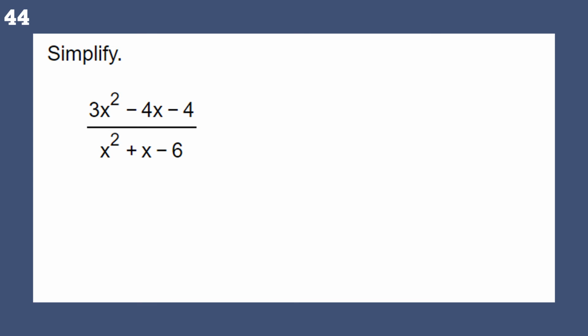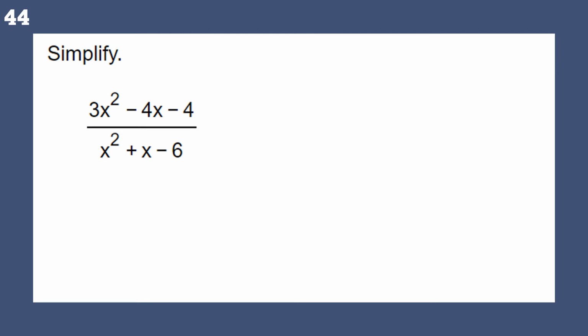Simplify. We have a rational expression here. In other words, we have a fraction in algebra. So we have variables on the top and bottom. So the first thing we're going to try to do is actually to factor the numerator and the denominator. So I'm going to factor the denominator and the numerator. The first thing I'm going to do is factor the denominator because that one looks simpler because I don't have a number in front of the x squared. I just have a 1.